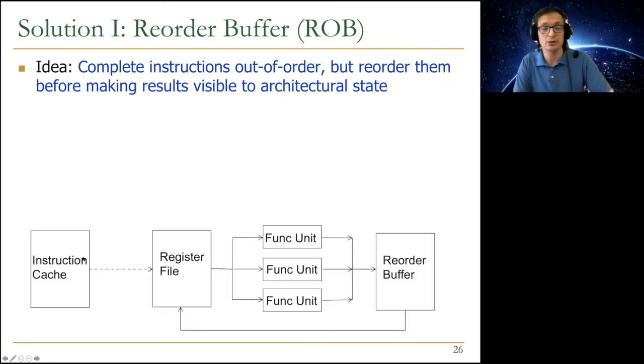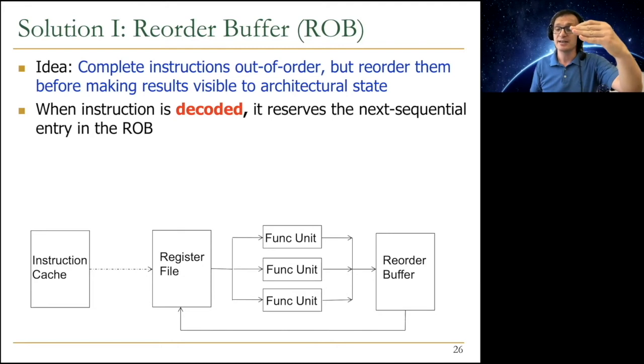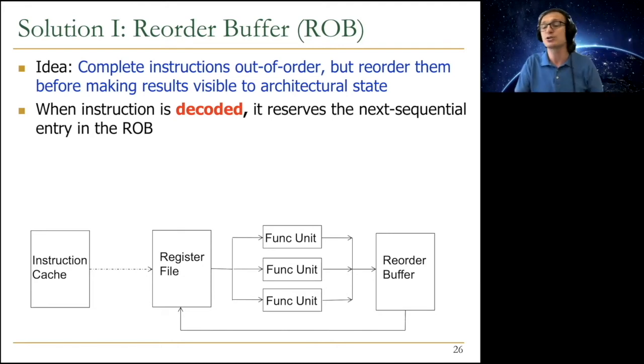So basically, it will look like this. We're going to decode the instructions in order and put them into the functional units. But while the instruction is decoded, it also reserves the next sequential entry in the reorder buffer. Basically, reorder buffer is a sequential list of instructions. The oldest instruction is at the head, the youngest at the tail, and you insert the instruction at the tail so that you keep the order of the instructions in the pipeline. So you insert the instruction when it's decoded, in sequential order, into the reorder buffer.